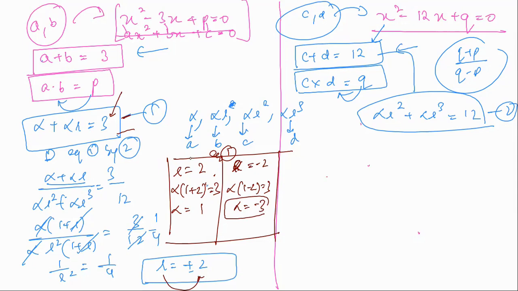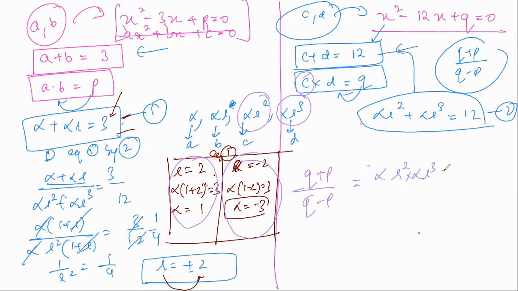So one of the portions is this one and one of the portions is this one. Now they are talking about putting the value of q plus p and q minus p, right? What is q? Let's take the left hand side of proving. Q is c multiply d. So c is alpha R square and d is alpha R cube. So it will be alpha R square multiplied by alpha R cube, plus what is p? P is a multiply b. A is alpha and b is alpha R.